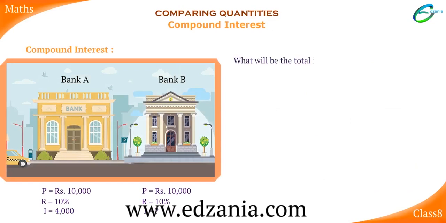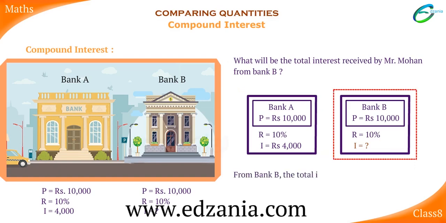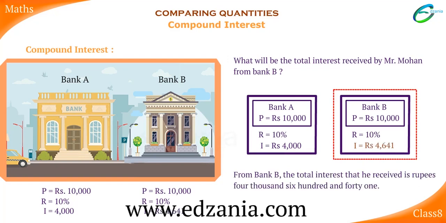Now, what will be the total interest received by Mr. Mohan from Bank B? You may think that since he's deposited the same principal amount as that of Bank A and with the same rate of interest, he must get the same interest. But from Bank B, the total interest that he received is rupees 4,641.